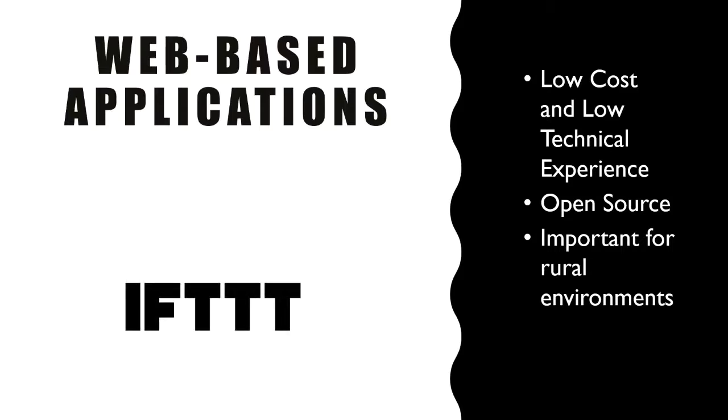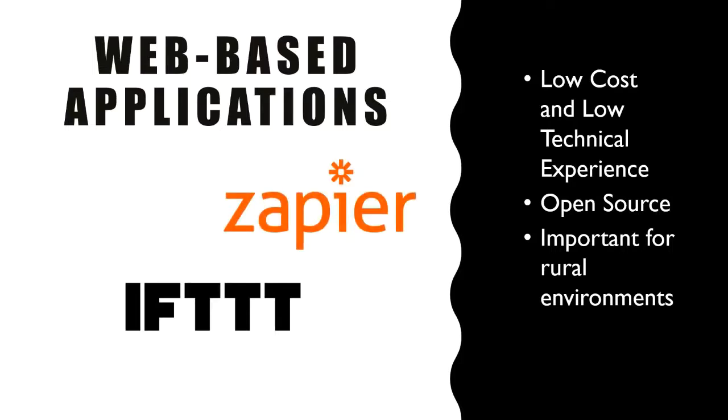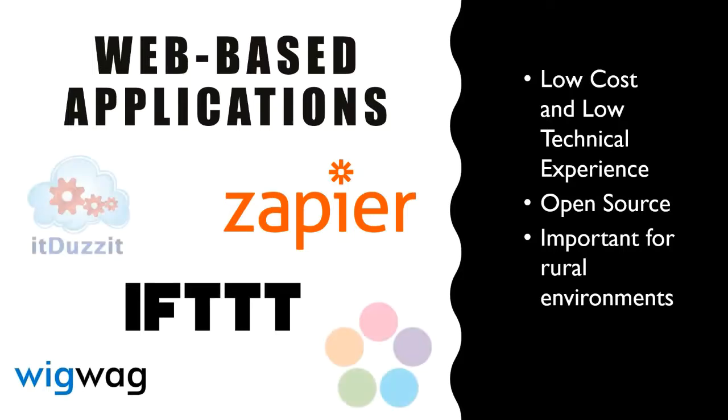IFTTT, or If This Then That, offers a free web platform for users to create a chain of conditional statements that they can then use to connect devices. Zapier allows users to create systems to automate repetitive tasks, and Wigwag is a commercial web tool that simplifies smart environments by integrating sensors, smart devices, and the internet.